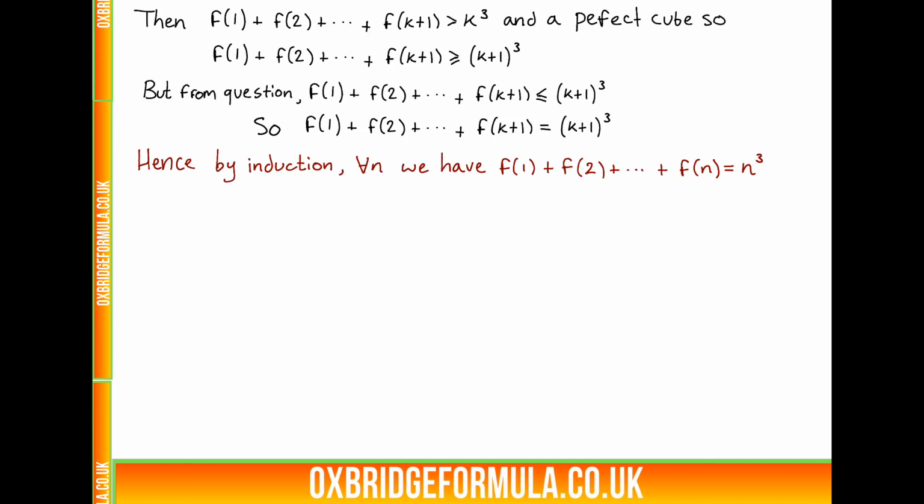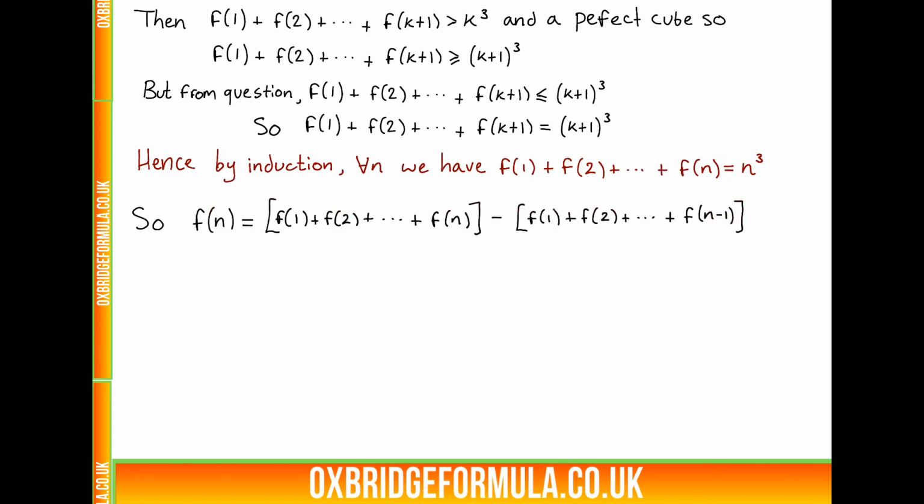How can we write down f of n knowing only the sums, like this? You might notice if we take the sum up to n, and subtract the sum up to n minus 1, this leaves us with just f of n, like this, since all of our previous terms cancel, leaving only f of n. And so, since we know what these two expressions are, we can write that f of n is n cubed from this bracket minus n minus 1 cubed from this bracket. And this is our only function satisfying the conditions. And so that's the end of this question.